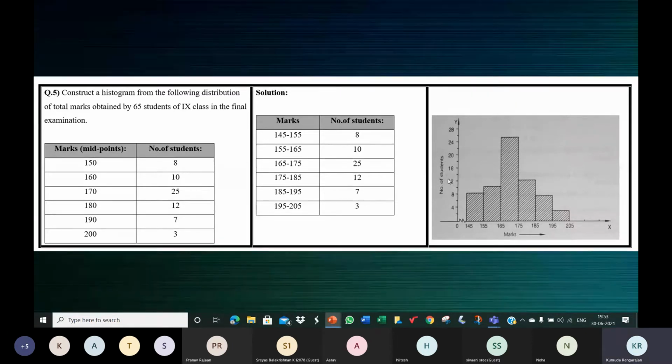12, you can see it directly. 3: between 0 and 4 is 2, so between 2 and 4 will be 3. If you have taken 1 centimeter, 2 units along the y-axis, that will be more convenient.